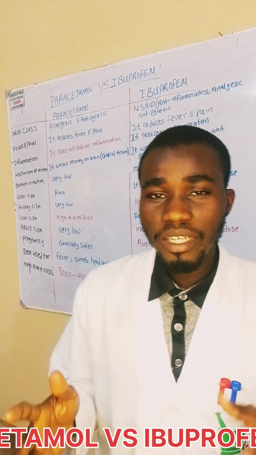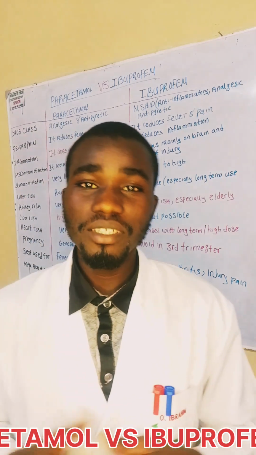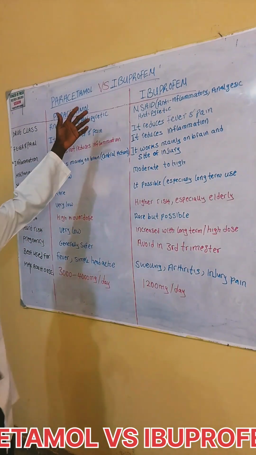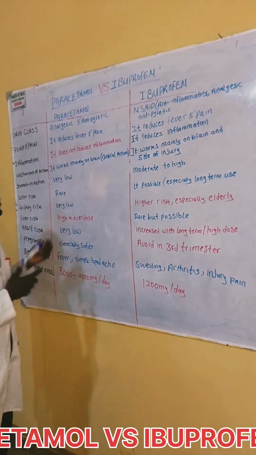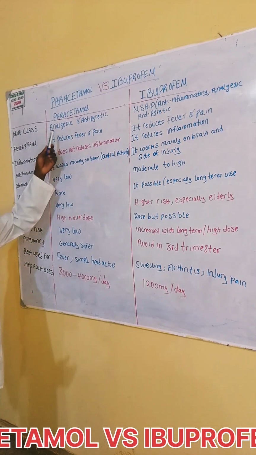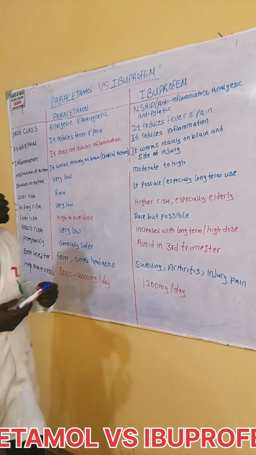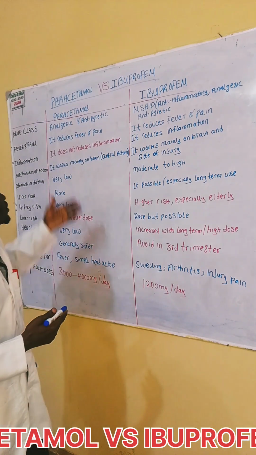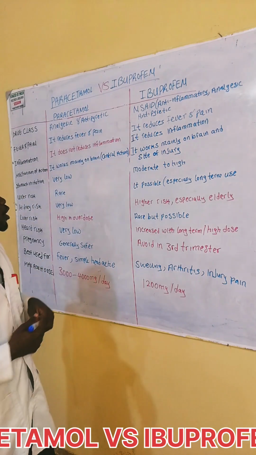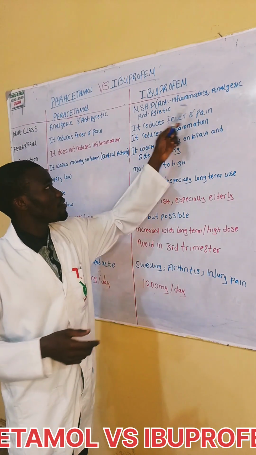Today, we'll be telling you about the differences between paracetamol and ibuprofen. Here are the differences between paracetamol and ibuprofen. What are the drug classes? Paracetamol belongs to the analgesic and antipyretic class, while ibuprofen also does the same thing as paracetamol, as analgesic and antipyretic. But the only difference is anti-inflammatory.